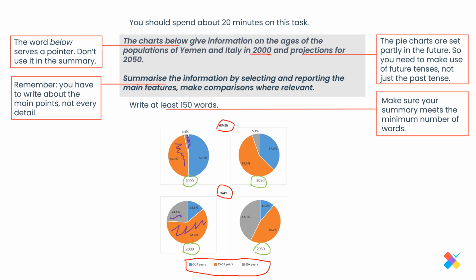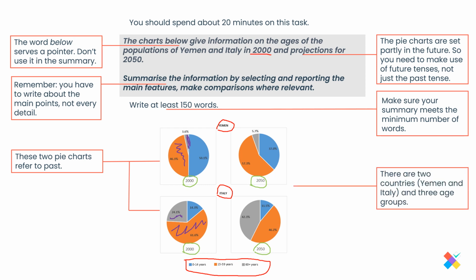And again, practice makes perfect. So if you practice enough, you will mentally ask yourself these questions every time you answer a task 1 IELTS question. Okay. I've also said that the first 2 pie charts are in the past, and also that there are 2 countries. Yeah, so this is what you should be doing in the first 3 to 4 minutes.